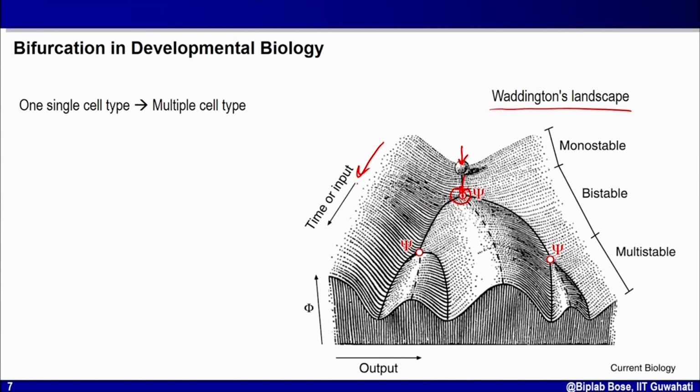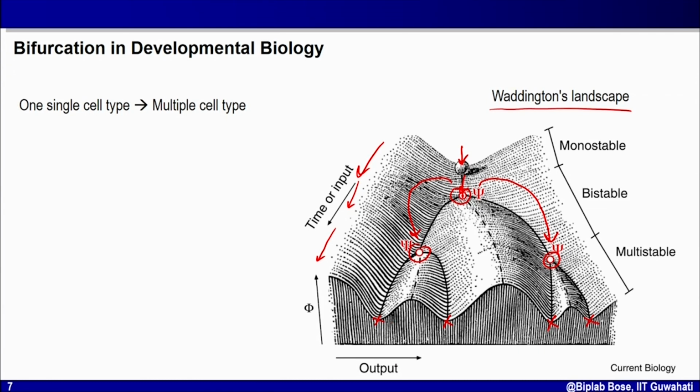Then as time passes further and the input changes, the system may have two stable steady states, one here and one here. Some of the cells in the population will move towards this steady state and the others will move to the other steady state, obviously depending upon their initial condition in the phase plane. Farther down in time, depending upon the input signal, the system can have four steady states: stable steady states here, here, here and here. All these four are stable steady states.